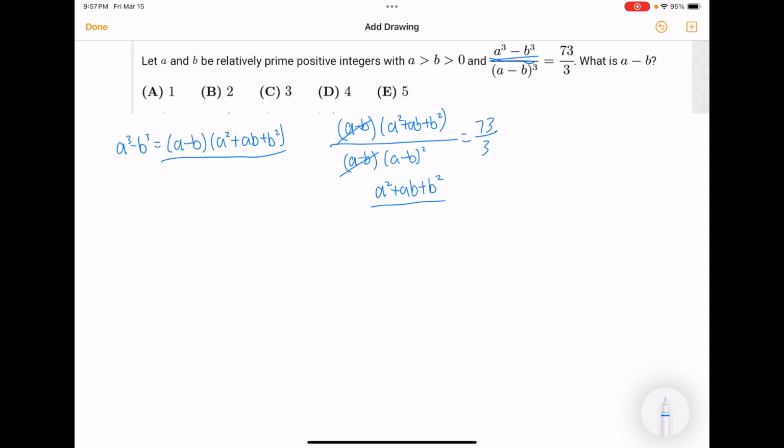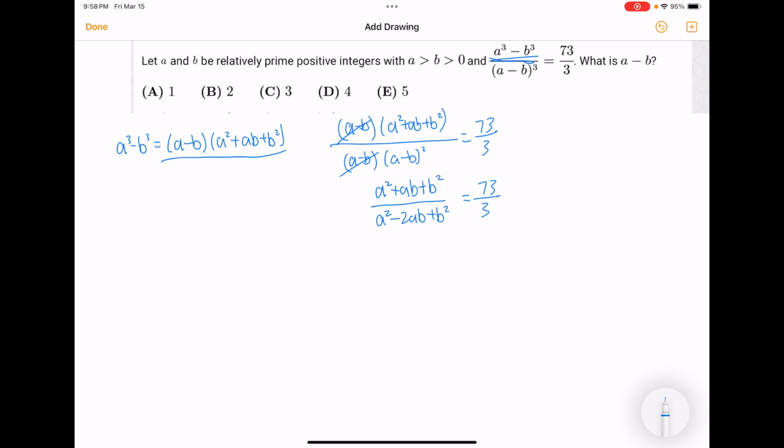And we can simplify what's left in the denominator because it technically is the quantity of a minus b times the quantity of a minus b. So you can use the FOIL method or any method you want. At the end, you should get the result of a squared minus 2ab plus b squared.